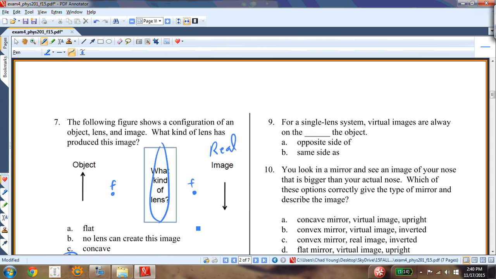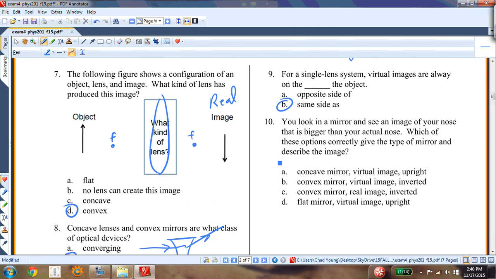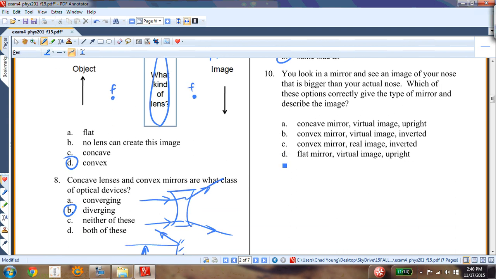For a single lens system, virtual images are always on what side of the object? For a single lens system, my object is here, my virtual image is always on the same side. That's like a magnifying glass. You look in the mirror and see an image of your nose that is bigger than your actual nose.